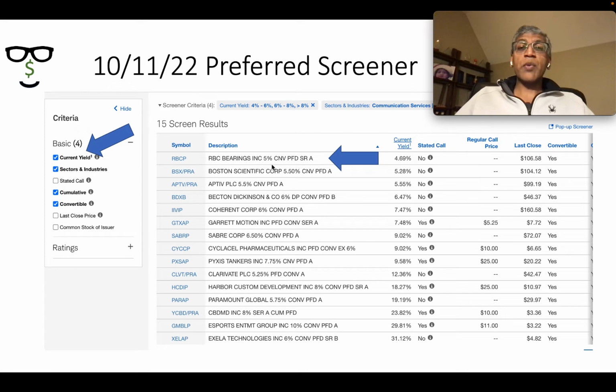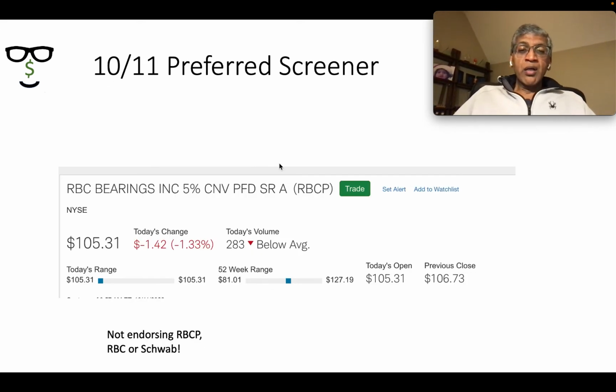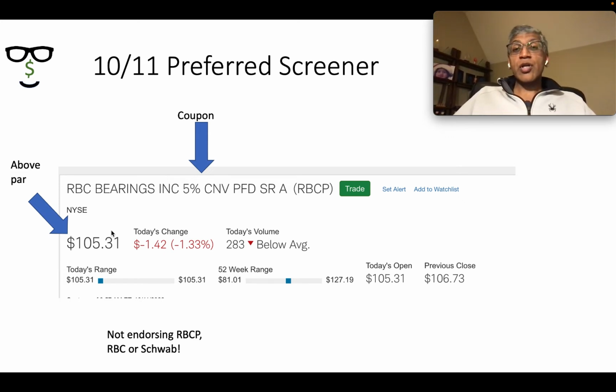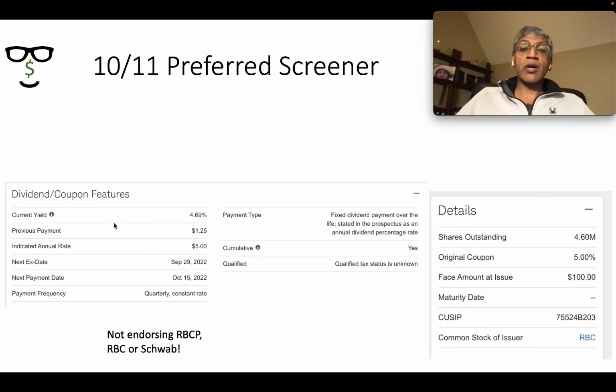It tells you the coupon, which is 5%. It tells you it's convertible. And so we're going to click on that. And that gives you the next level of detail. And what you see is that it has a coupon of 5%. You're going to see that it's trading at $105. In general, preferreds trade at 25 bucks, 50 bucks, or 100 bucks par value. So this is trading above par.